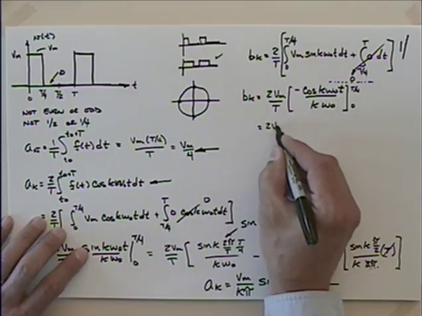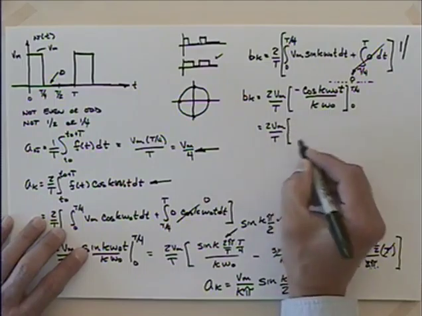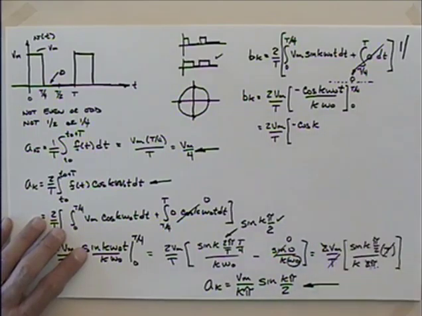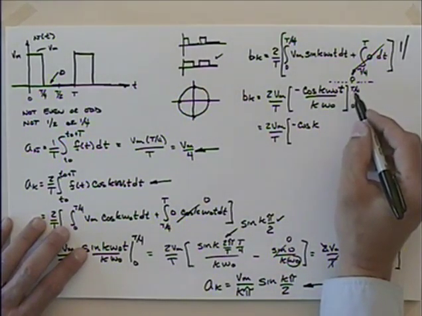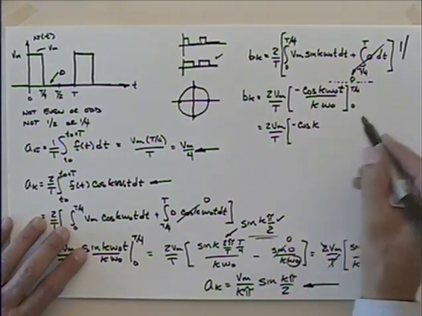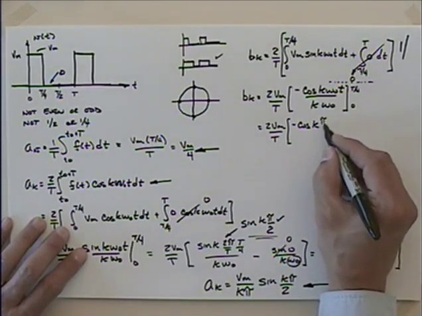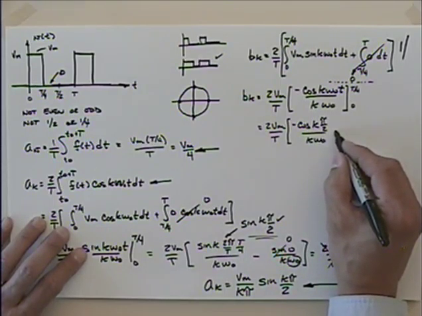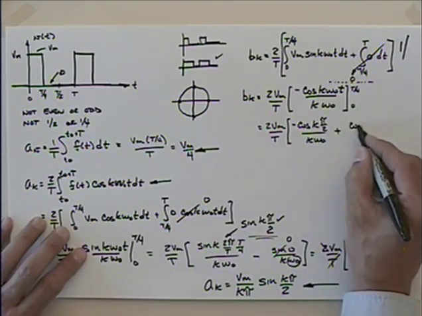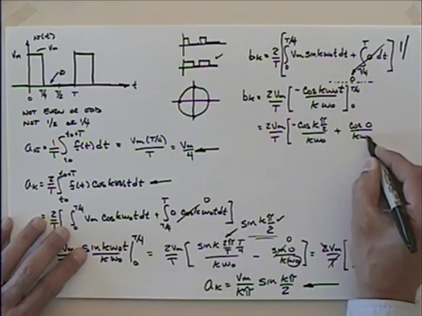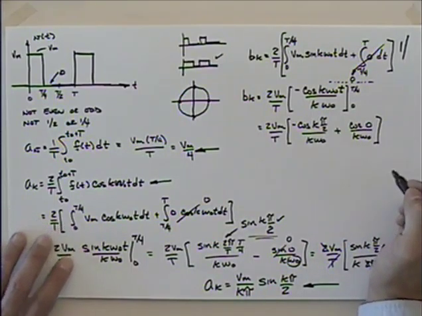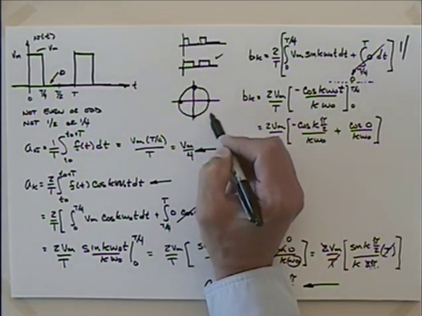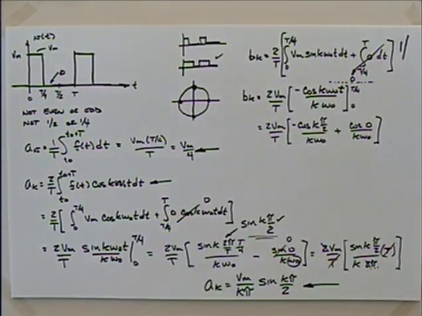Yeah, I can just do this 2Vm over t. So when I put this in here, minus cosine of k, what's that turn out to be when you put t over 4 in there? You get something that looks like cosine of k pi over 2 divided by k omega naught. And then we're going to subtract a negative, so it's actually adding cosine of 0 divided by k omega naught. So k pi over 2, if I'm looking at this point here, and that point there, as we go around, that's all over the board, isn't it?